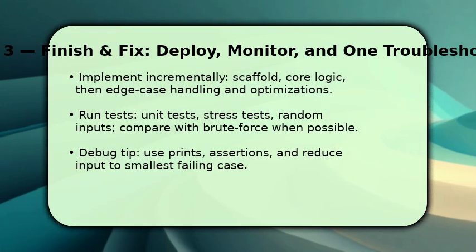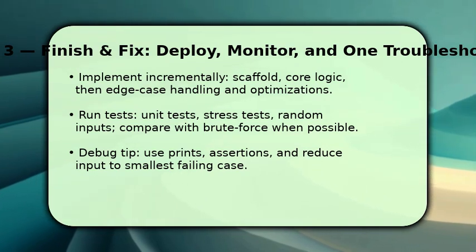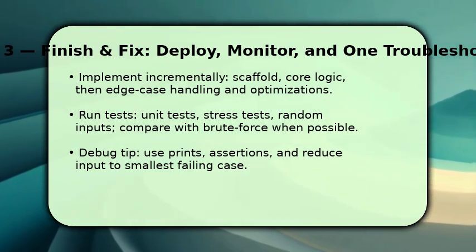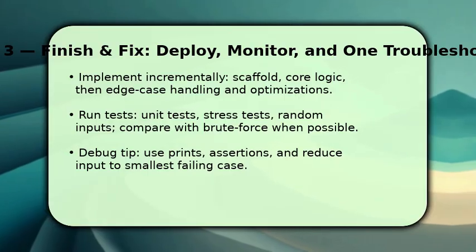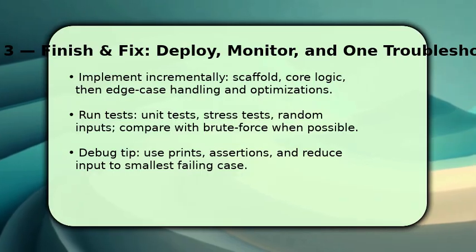You code in small steps. Scaffold function signature, implement core loop or recursion, then add edge case handling and micro-optimizations. Once implemented, run your prepared tests and include a stress test against a brute force solution when feasible.